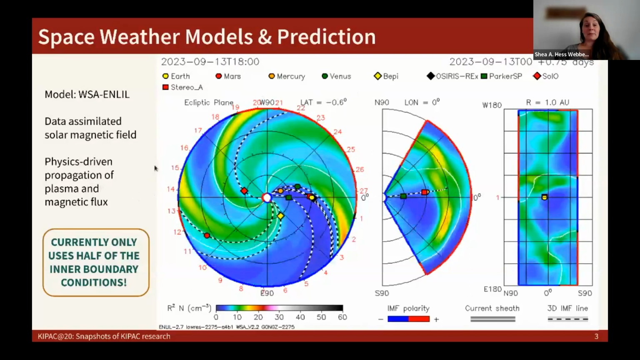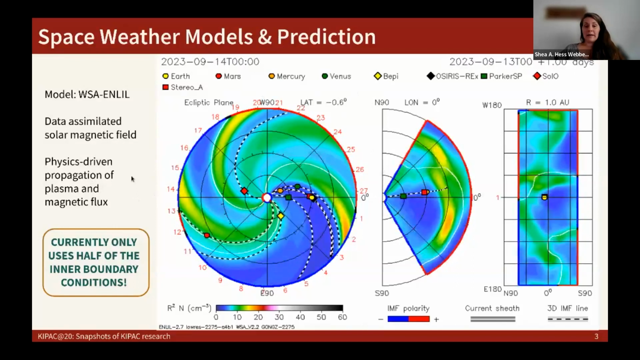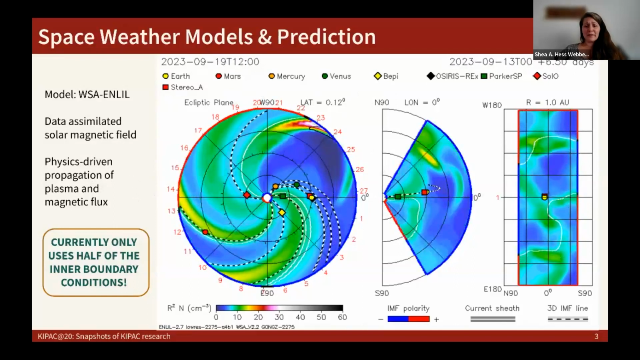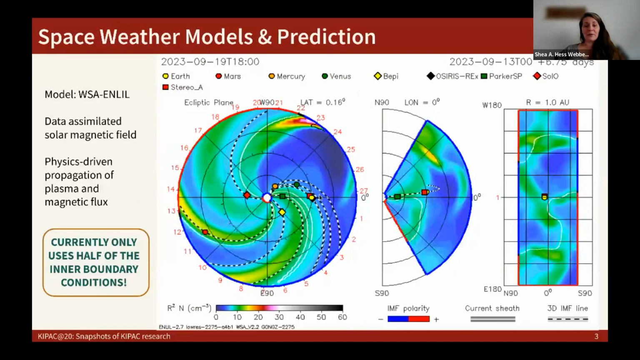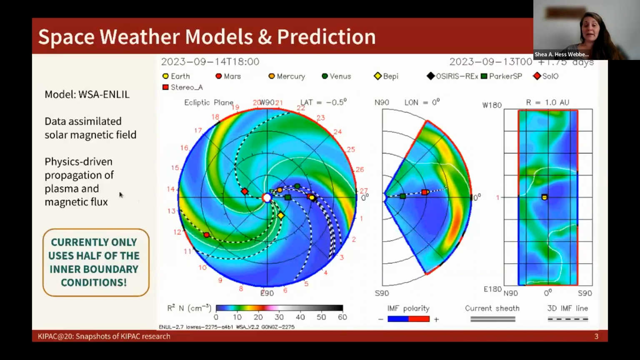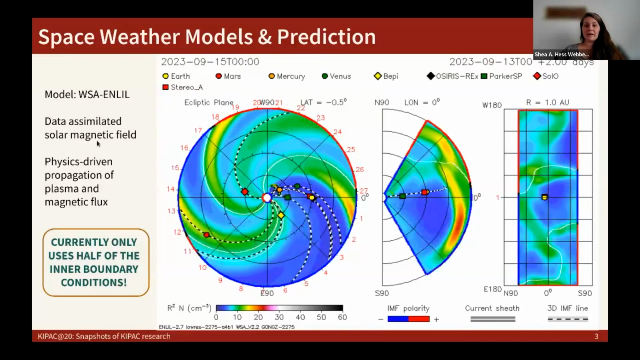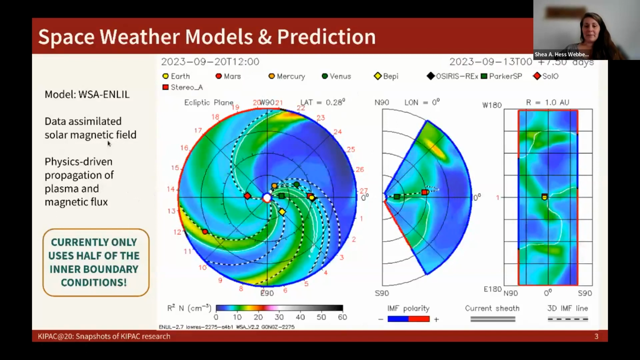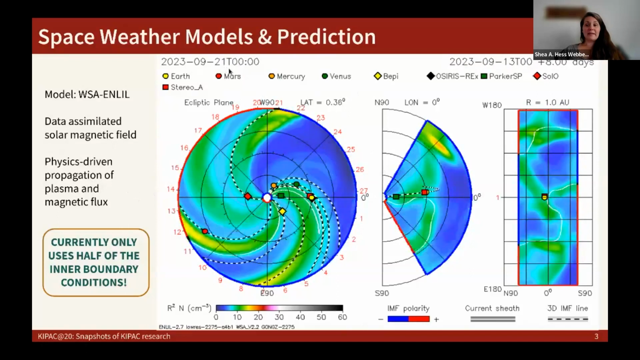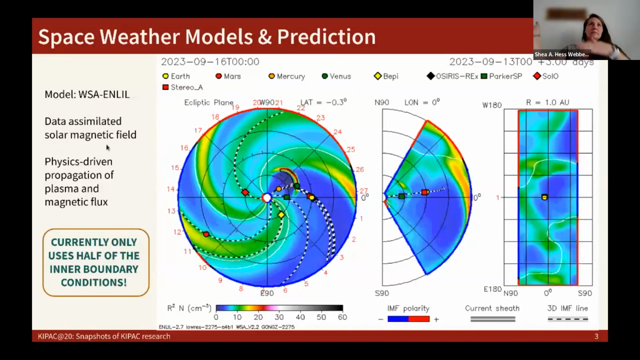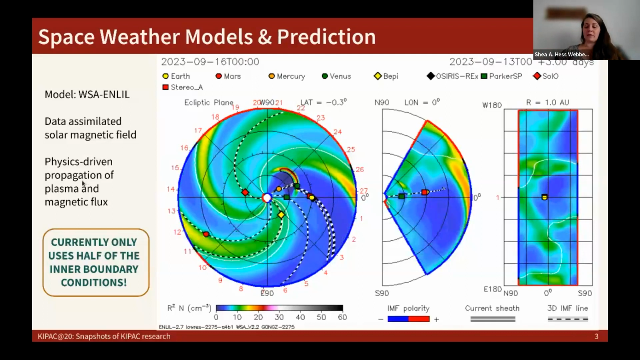In order to be able to predict space weather as well. So you can see here, Earth is this little dot here. There's a CME that's predicted to be passing through. It's going to narrowly avoid us, might hit some of these other spacecraft and planets. And this is actually a prediction, a few days from now. This is the expectation. But again, it's only using half of the inner boundary condition.